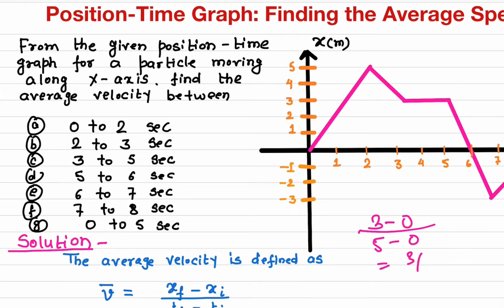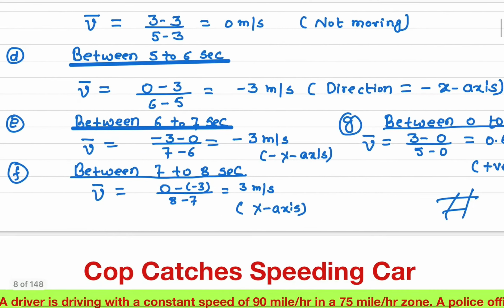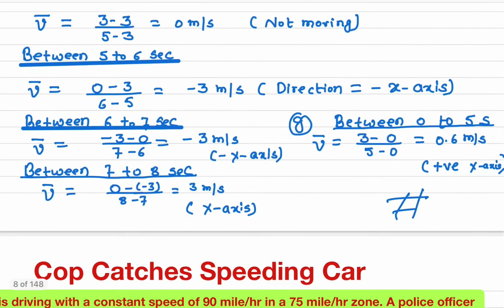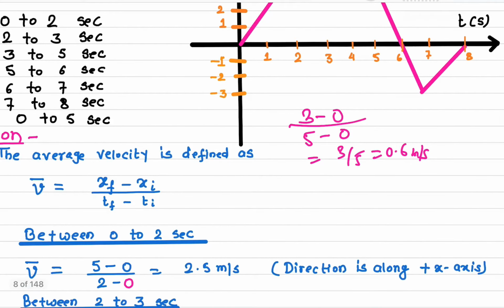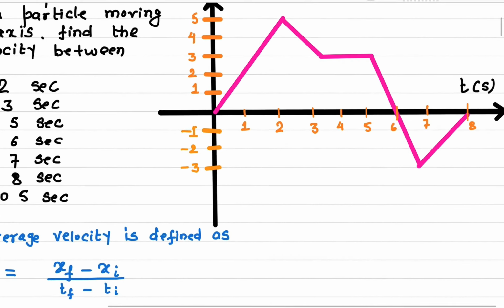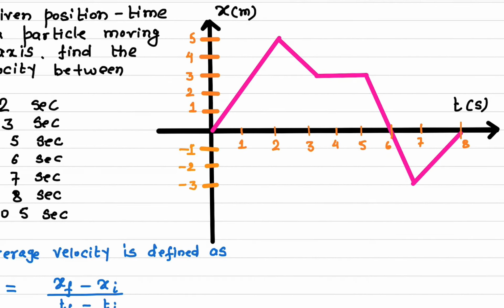So 3 divided by 5, if we solve it, it will be 0.6 meter per second. That's exactly what I have solved here, 0.6 meter per second. And it is still moving along the positive x-axis. Okay, so that's how you find the average velocity from a given position time graph. All right. If you are interested, let me draw a picture of this one.